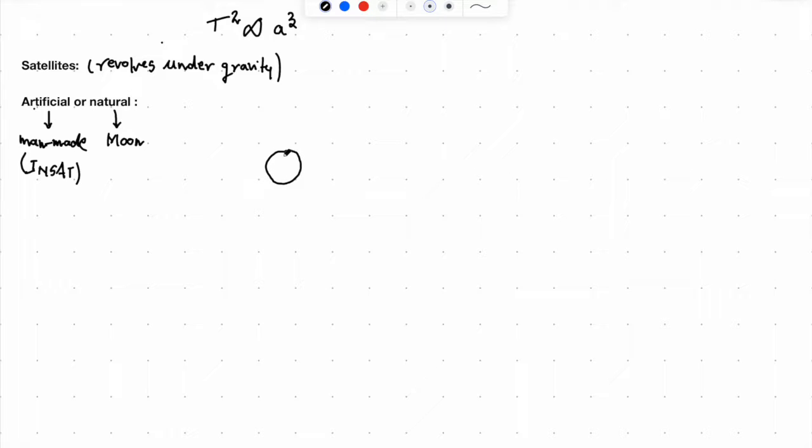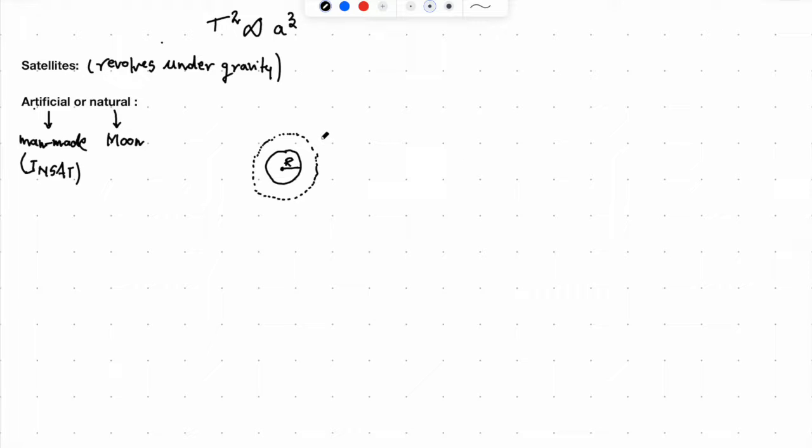Let's say this is the Earth, and let's say the radius of the Earth is capital R, and we have a satellite revolving around it at a certain height. Whenever I say Newton's law of gravitation, it depends on the height as well. How far is it from the center of the Earth? If it is closer to the center of the Earth, the force is obviously more.